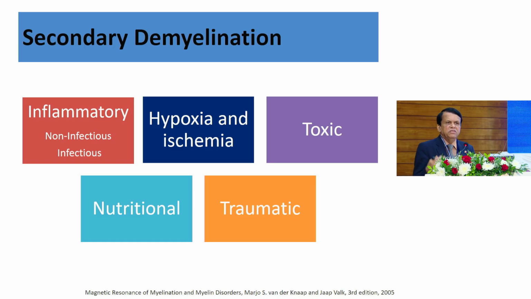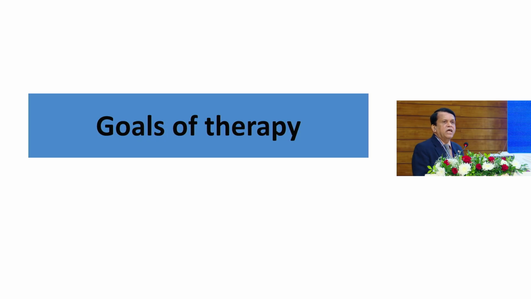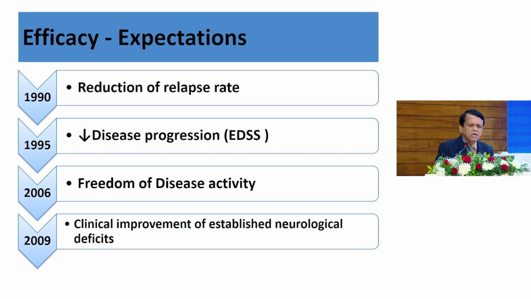What is this? It is nothing but post-infectious demyelination, which is demonstrated in the MRI around the D4 to D5 lesion. Then hypoxia can give rise to this, ischemia can give rise to this, toxic, nutritional, and traumatic factors. Goals of therapy. What are the goals of therapy which we want to achieve?